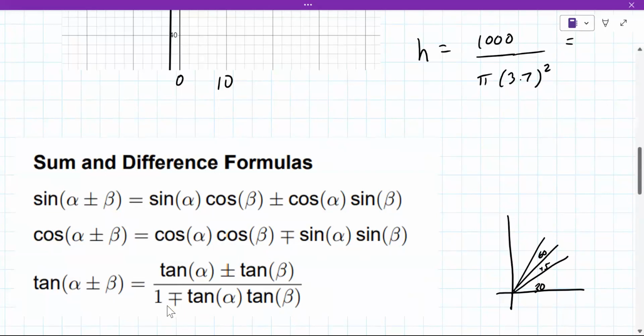Does the upside down plus minus symbol mean... Oh, okay. It means that plus goes with plus on the top and minus on the bottom. The minus goes with minus on the top, plus on the bottom. Otherwise, there'd be 6 formulas here. Right.